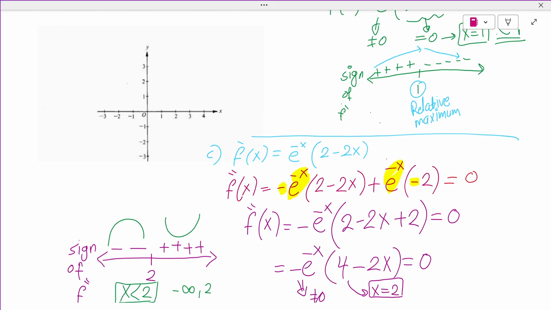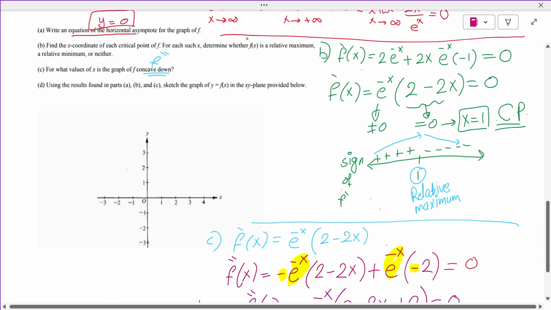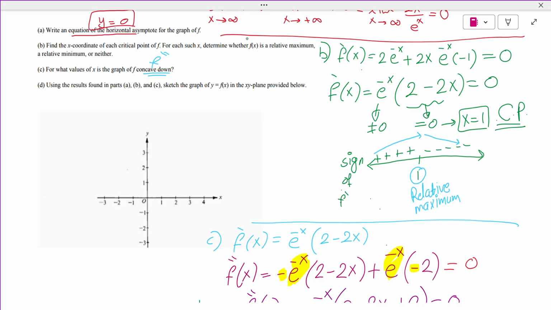Well, the last part, part D, if we go back to the question: using the result found in parts A, B, and C, sketch the graph of y equals f of x in the xy plane provided below. If you look at part B, there is a relative maximum at x equals 1. So at 1 there is a relative maximum.